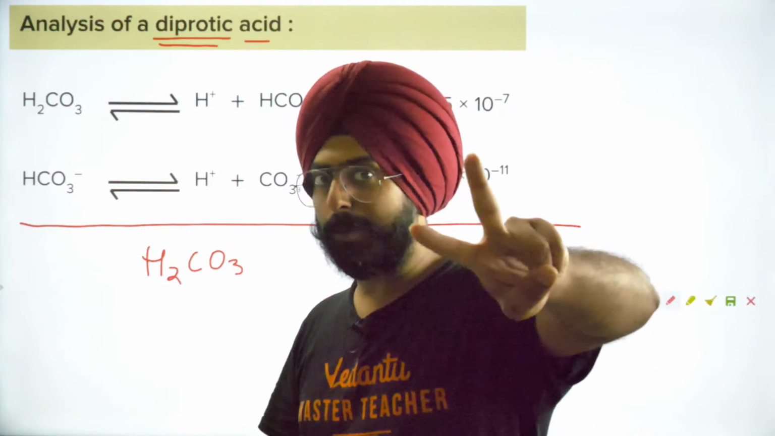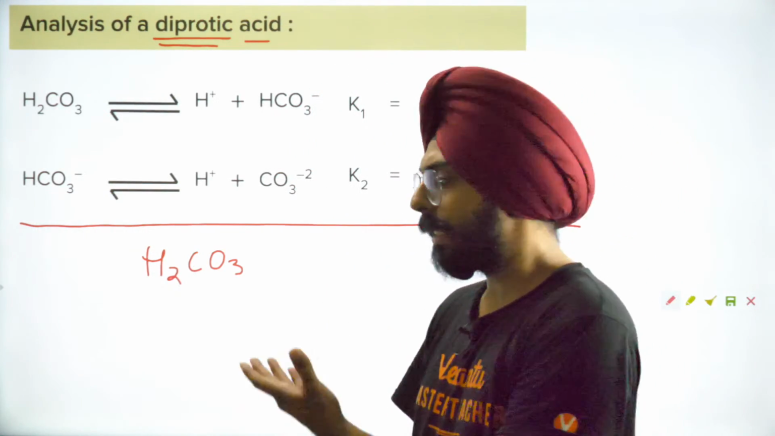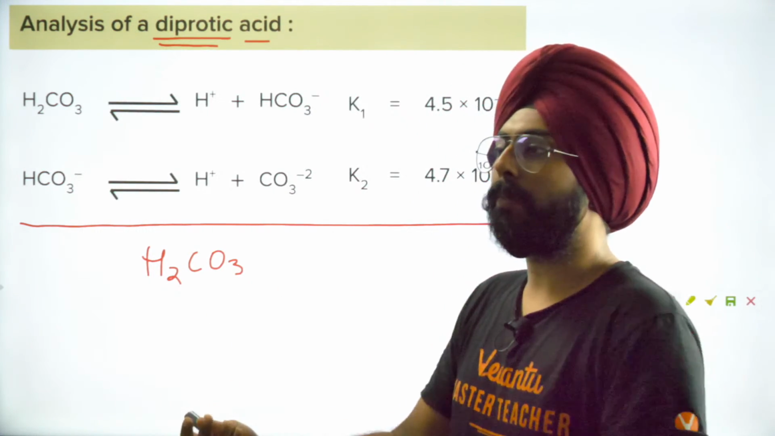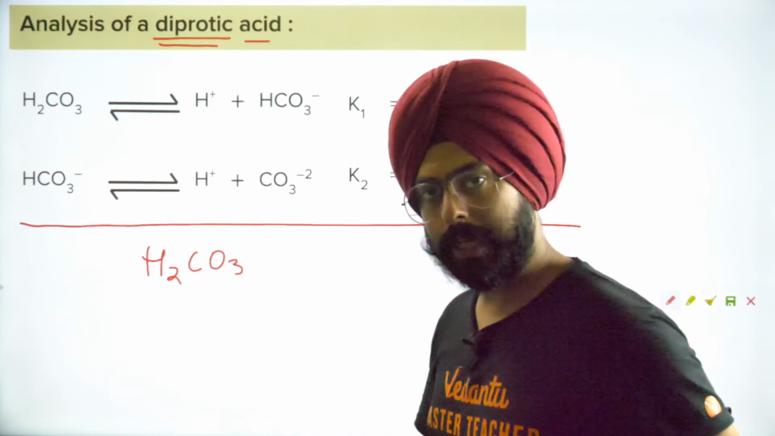This has two H positives that it can give away, not just one. So we will think of it as giving away its H positives step by step. ये अपने H positives step by step देगा. Let's try to do that.